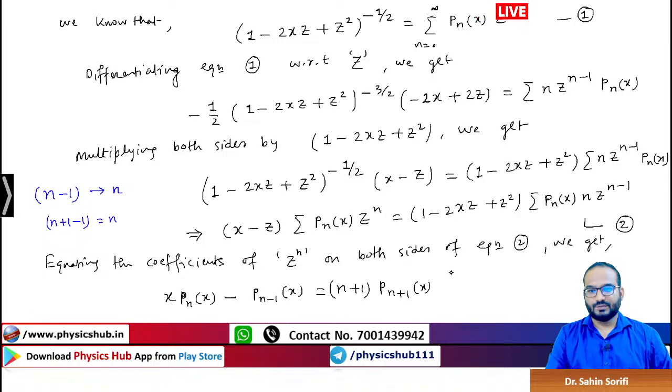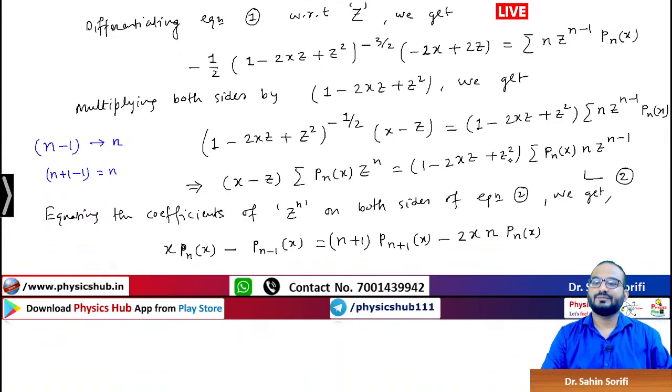Now let's talk about this, minus 2x z times z to the power n minus 1. So that is z to the power n. So we don't need to do anything about it. So minus 2x n times Pn(x) you can write.